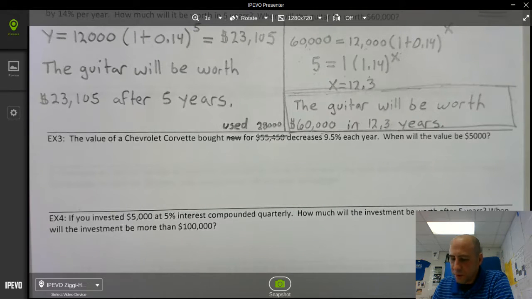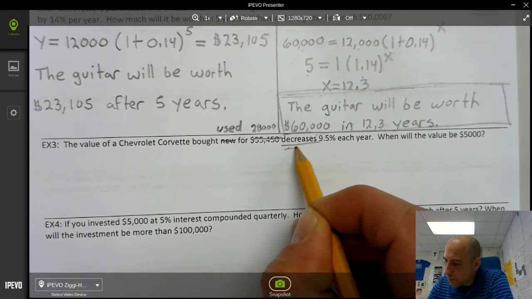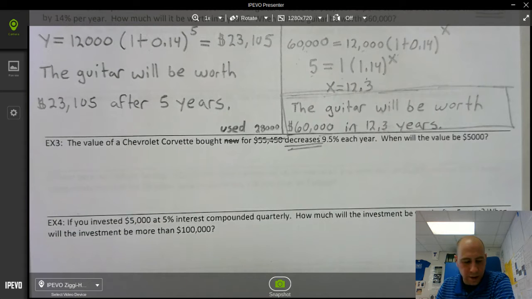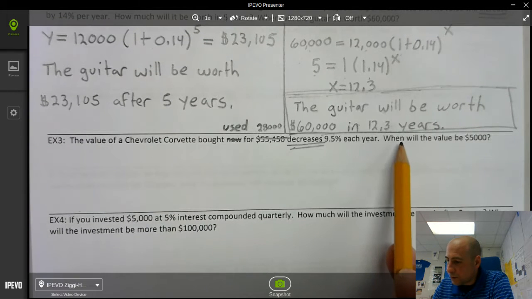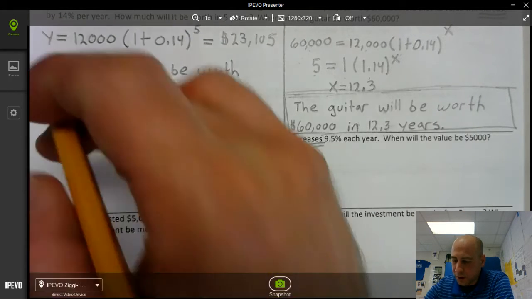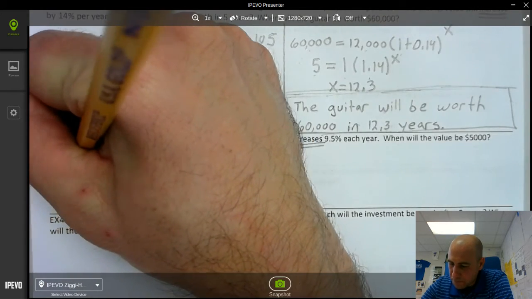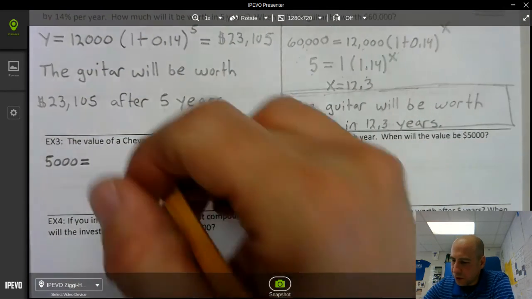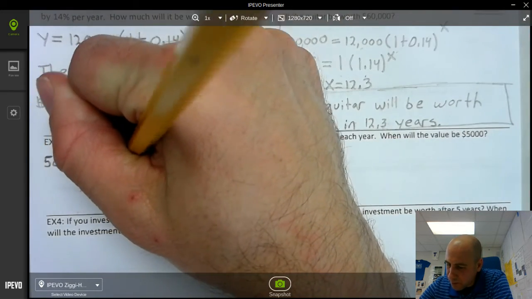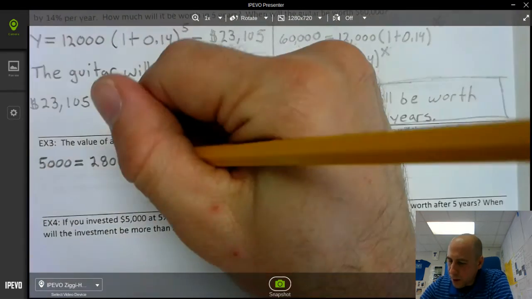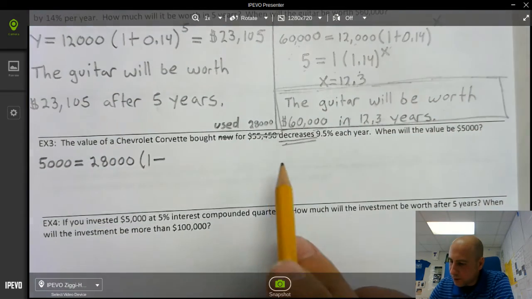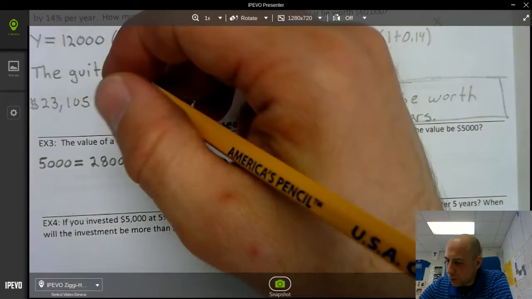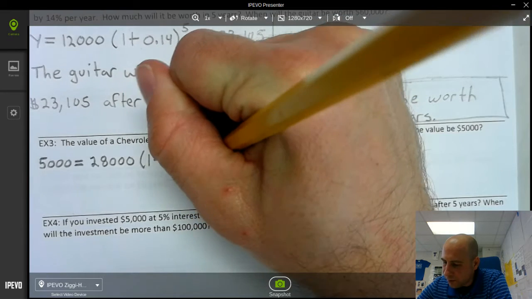Okay, so the key word in here is decrease. Okay, so that tells us exponential decay. Now, we don't know the final value. That's what we're looking for. Oh, actually, no. I'm sorry, we do. It's asking us when will the value be 5,000. So we know the final value. So 5,000 equals the initial value of the car is 28,000. Okay, parentheses 1 minus the rate is 9.5%, which as a decimal is 0.095.